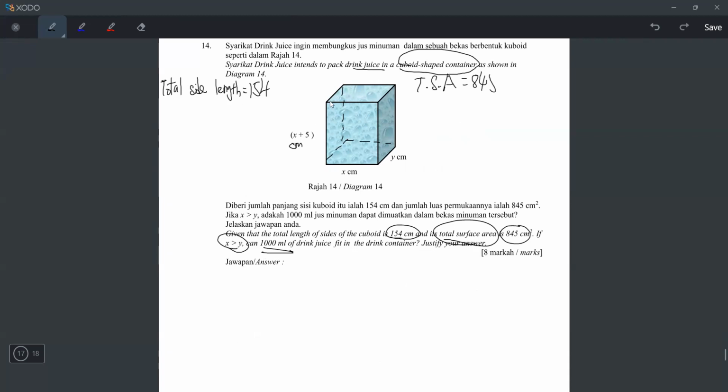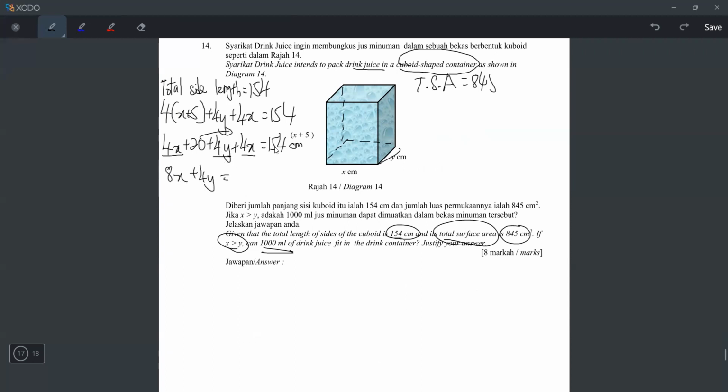Total side length is 154, so every side add together. We all know this side is X plus 5. So I will take X plus 5 times 4, because it's X plus 5, X plus 5, X plus 5, X plus 5. And then plus 4Y, and then plus 4X. So all the 12 sides are included here already. Now you get 4X plus 20 plus 4Y plus 4X equals 154. And then 4X plus 4X is 8X, and 4Y, you just write 4Y.